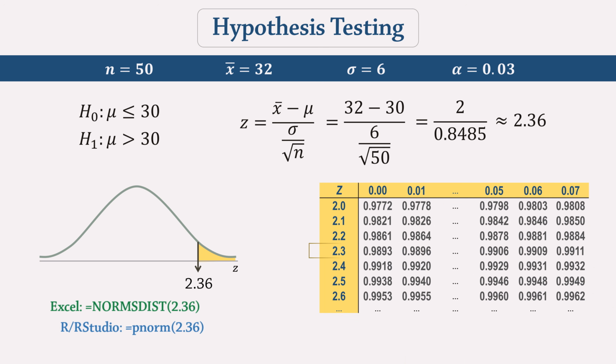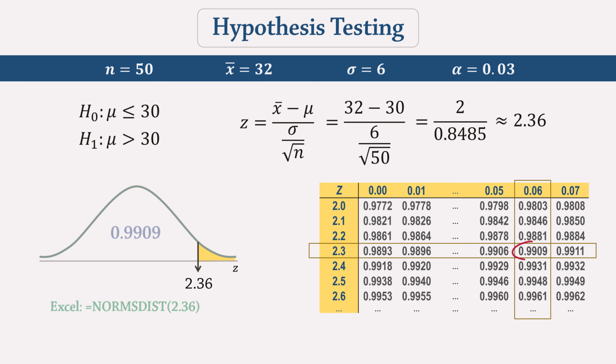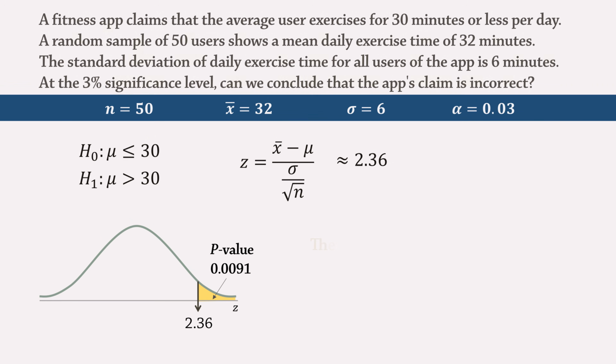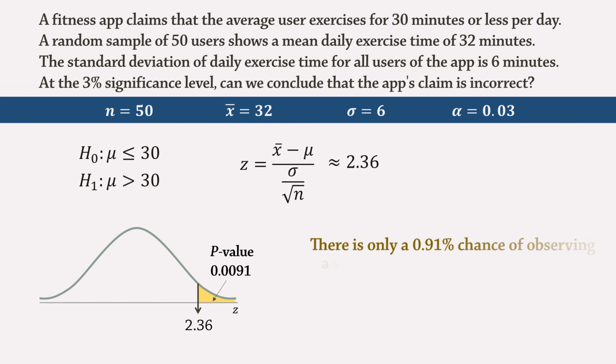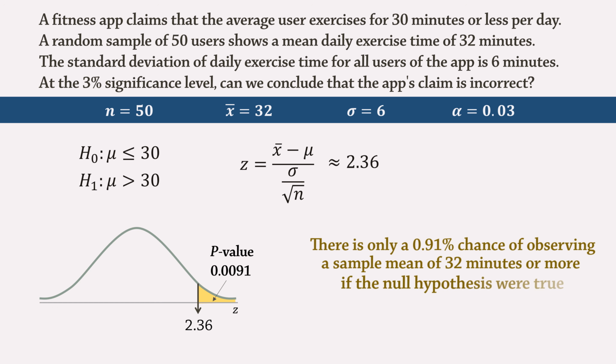Looking up 2.3 under 0.06 in the less than z table, we find the less than area to be 0.9909. The greater than area is therefore 1 minus 0.9909, which gives 0.0091. The p-value for the test is thus 0.0091. That means there is only a 0.91% chance of observing a sample mean of 32 minutes or more if the null hypothesis were true. We apply the p-value as follows.